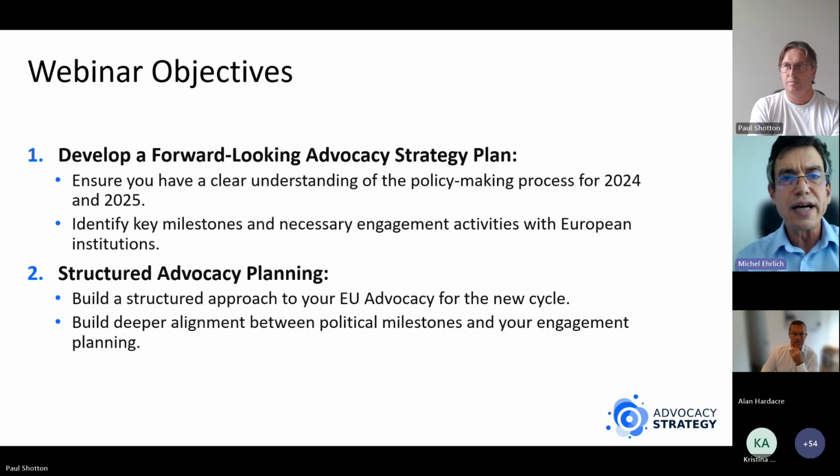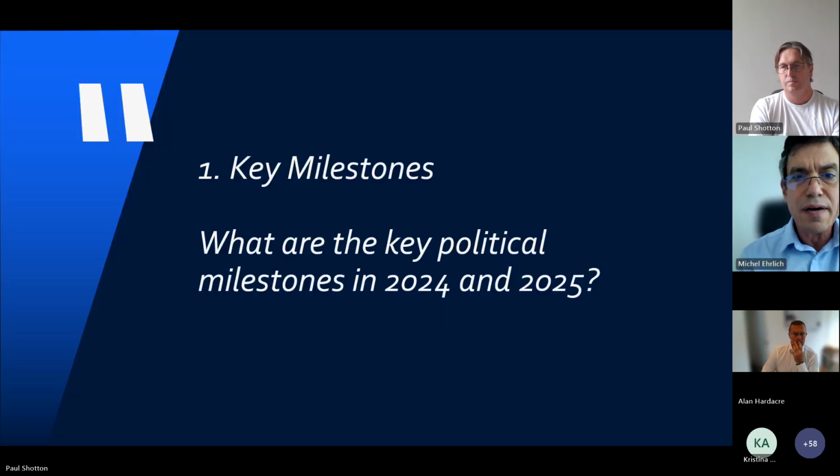The goal is to provide some concrete tools that will empower your work, focusing today on 2 critical objectives. First, in order to develop a proper plan, you need to have a full grasp of the process and key milestones that govern the first couple of years of this new cycle. Second, we'll see how to create structure and build alignment between your plan and the institutional and political milestones.